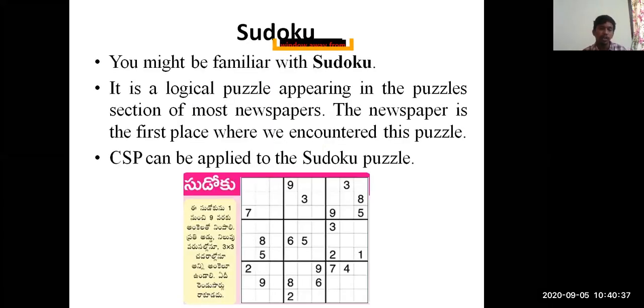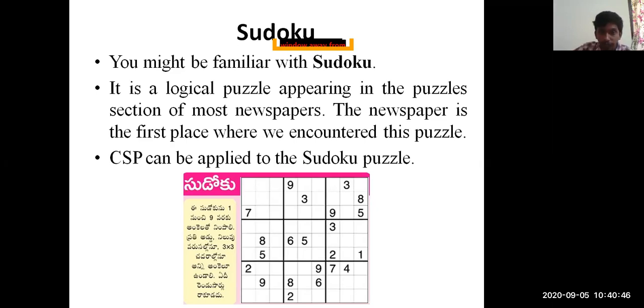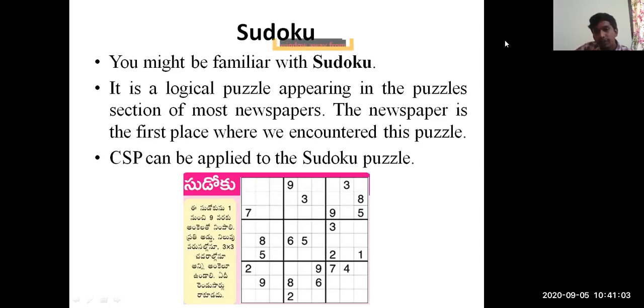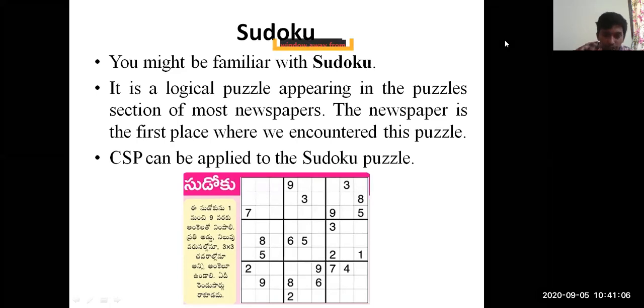The next application of your constraint satisfaction problem is Sudoku, which you see in your newspapers. This is a very familiar game which many of us have played, maybe in childhood. It is a logical puzzle appearing in the puzzles section of newspapers. That's why I have taken it from a newspaper for your understanding. The newspaper is the first place where we encountered this puzzle. Hopefully many of you have seen this in newspapers and played it in mobile games also. The concept behind this Sudoku puzzle is your constraint satisfaction problem.